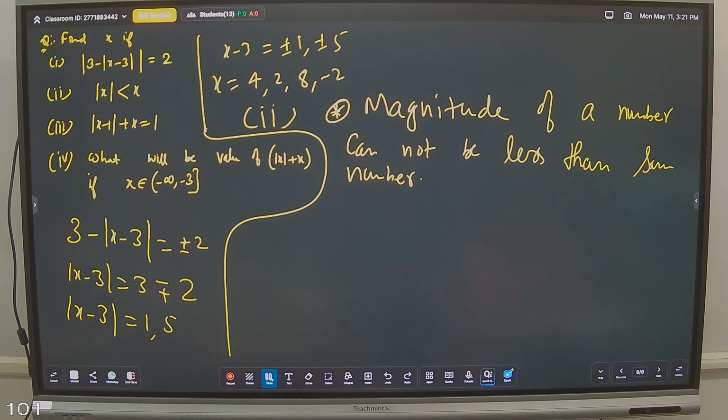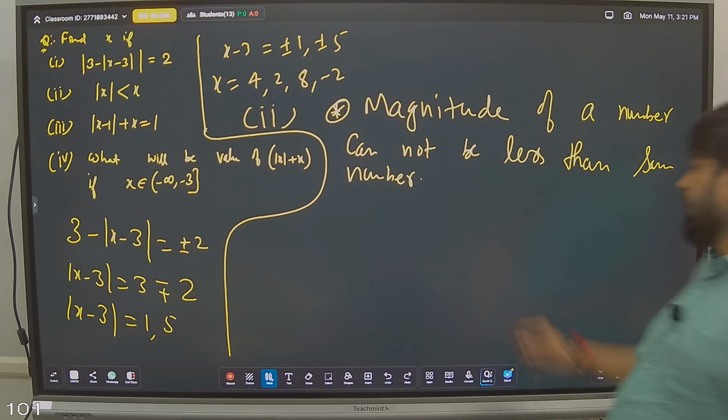It's saying mod x less than x. Magnitude of x is less than x. Impossible. So, for this case, what is the answer? No solution.